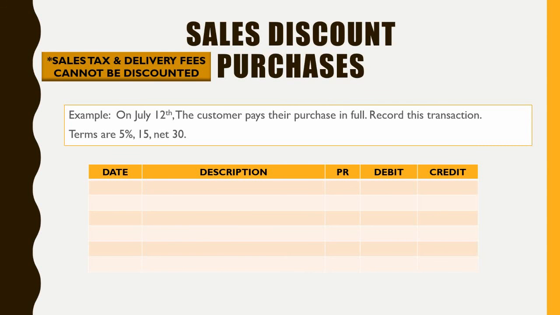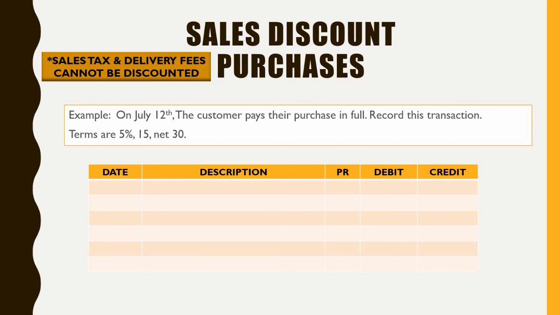All right. So here's scenario number 1: on July 12th, the customer decides to pay us for their purchases in full. Okay. So let's go ahead and record this transaction. The terms were 5%, 15, net 30. So how are you going to calculate this time, and what is my journal going to look like? Cash. Okay, good. Cash or checking, whichever way this customer paid us, right? He's paying for the products I sold. So good. Cash. What else?